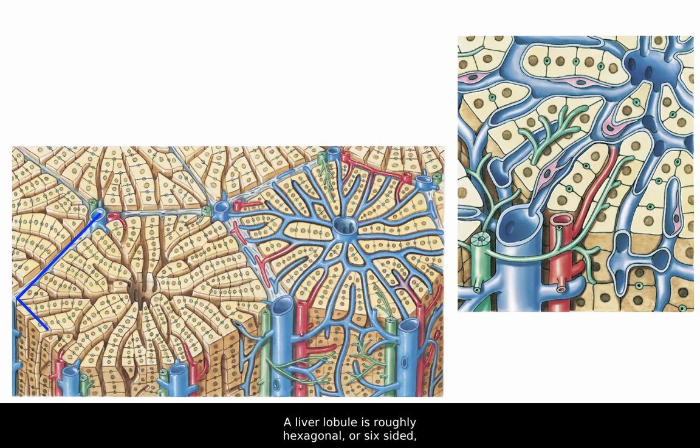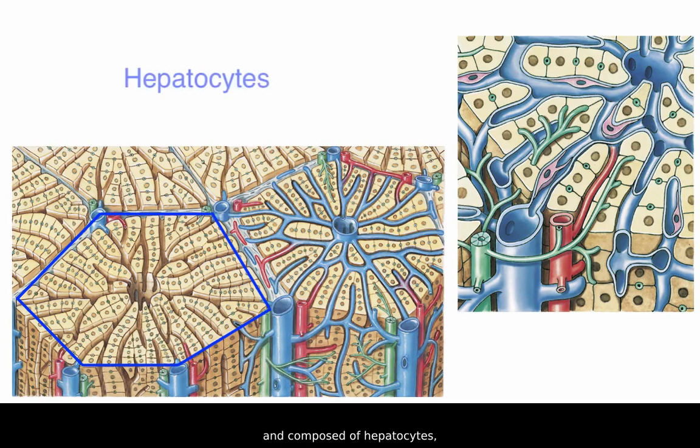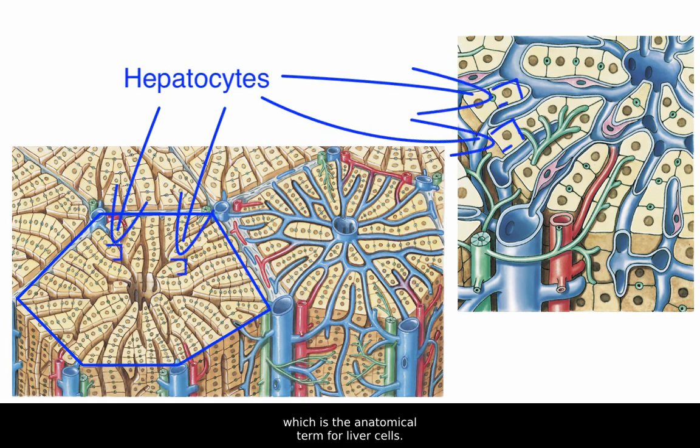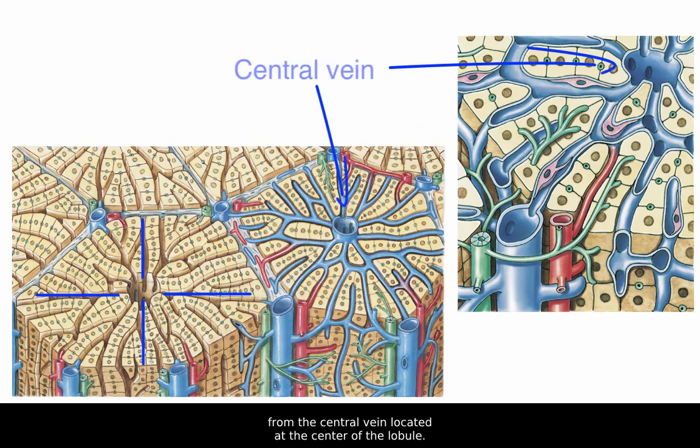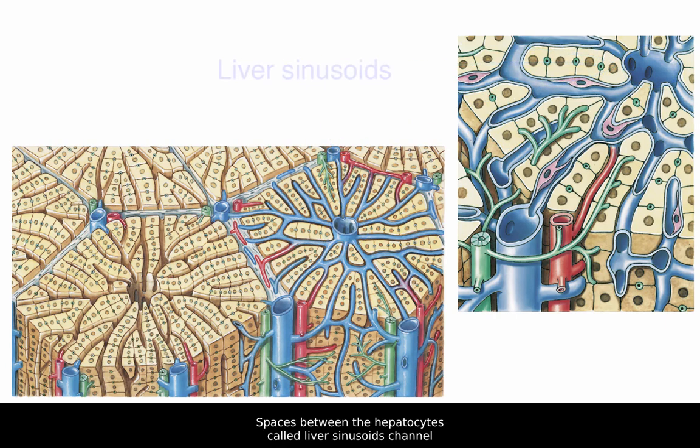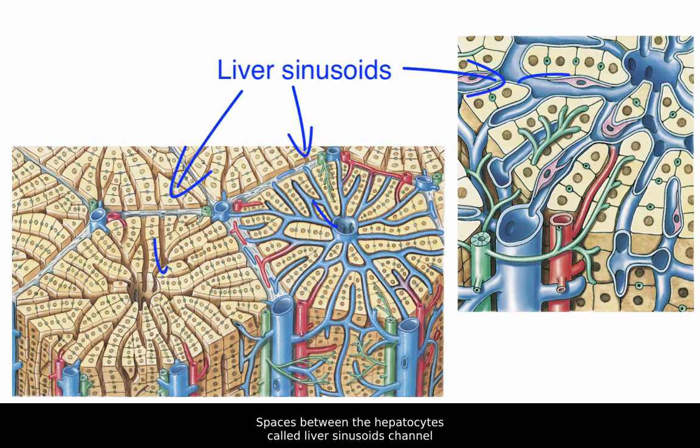A liver lobule is roughly hexagonal or six-sided and composed of hepatocytes, which is the anatomical term for liver cells. Through selective absorption, these cells control circulating levels of nutrients, and they also secrete bile. Hepatocytes are arranged like the spokes of a wheel radiating from the central vein, located at the center of the lobule. Spaces between the hepatocytes, called liver sinusoids, channel blood toward the central vein.